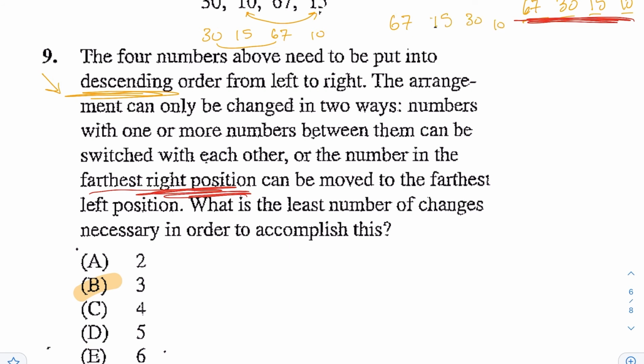And you can't switch the 15 and the 30 in the middle because they're right next to each other. They can only be switched if there are numbers in the way. So that's going to kind of mess up the 67 and the 10, so you probably don't want to do that.